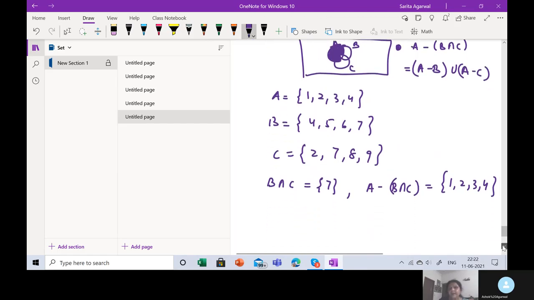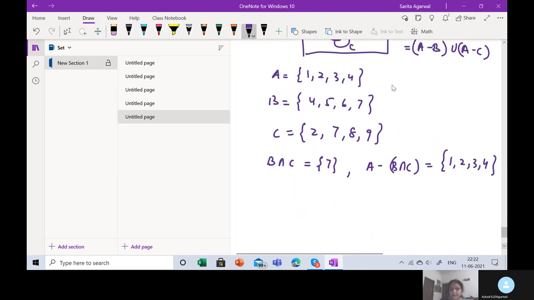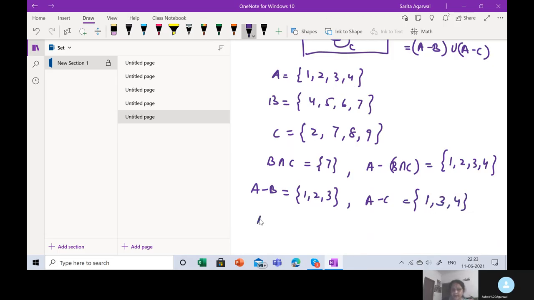Then we can see what A minus B is. A minus B: 4 is common, so that means just 1, 2, 3. A minus C: 2 is common, so it is 1, 3, 4. And A minus B union A minus C is 1, 2, 3, 4, which is A minus B intersection C. So this is true. Now, logically, we will prove this.